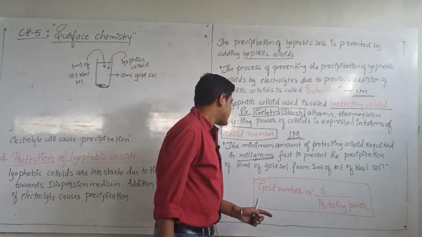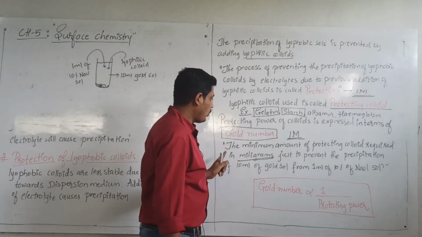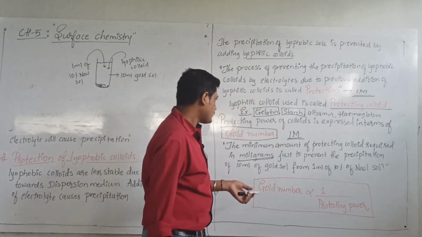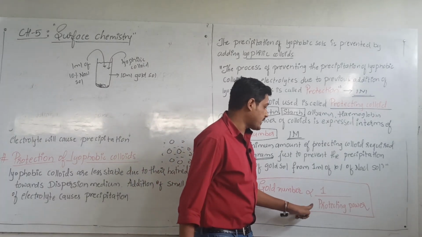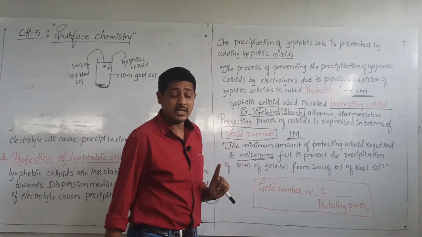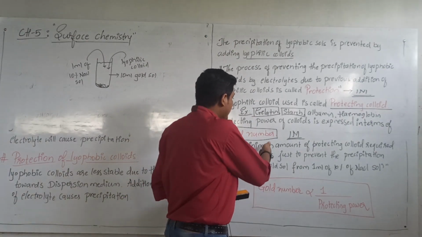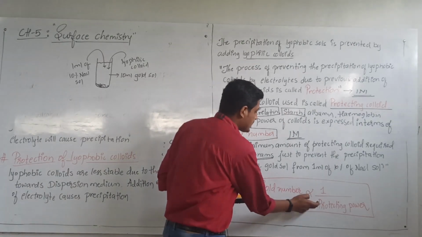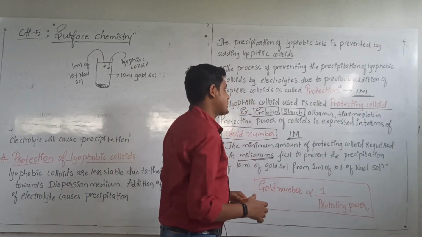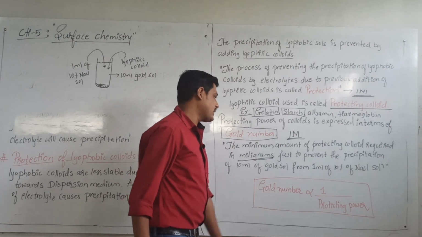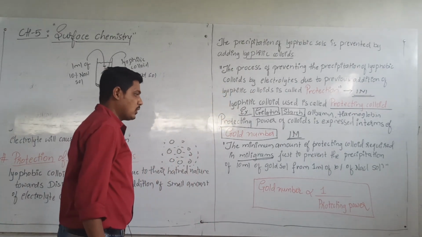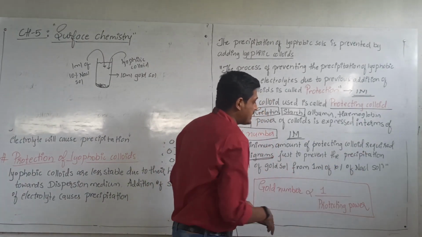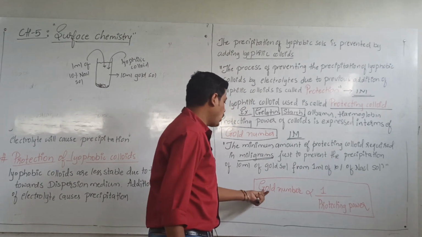So now we can say this minimum amount is required. The lyophilic colloid is required in minimum amount. Now, gold number and protecting power are inversely proportional. If we require a minimum amount of the lyophilic colloid, then it means its protecting power is more and its gold number is less. Okay, so gold number means minimum amount; the higher the protecting power, the lower the gold number.